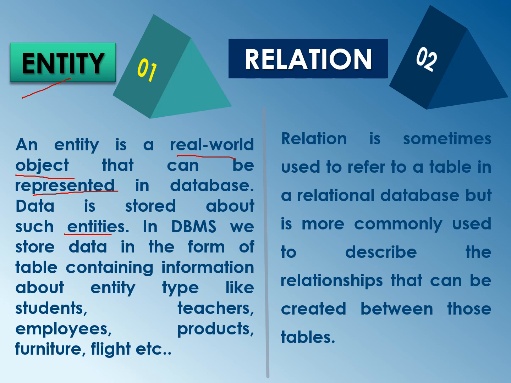We store data for each entity in the form of a table containing information about it, like students, teachers, employees, products, furniture, flight, books, and so on. There can be innumerable entities. Next, we talk about relation. A relation, please remember, we have already talked about, is also called a table, right? In a relational database, it is most commonly used to describe the relationships that can be created between these two tables.